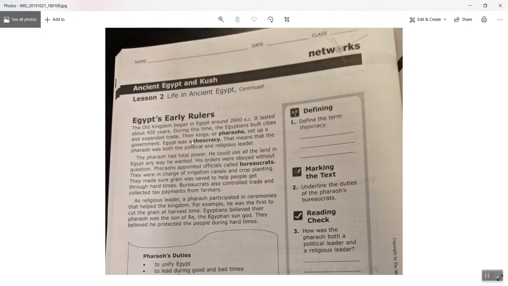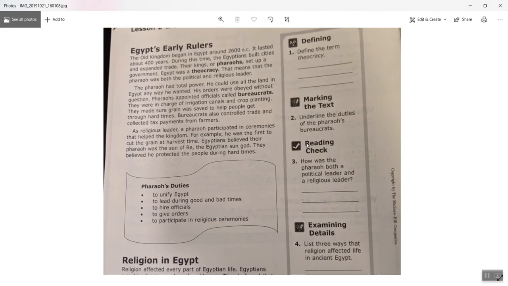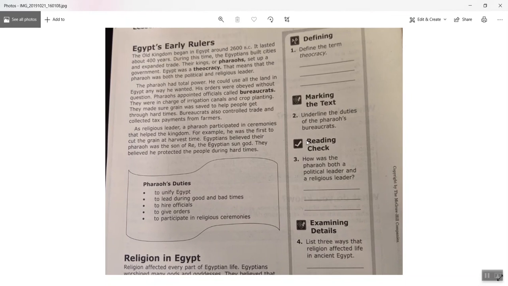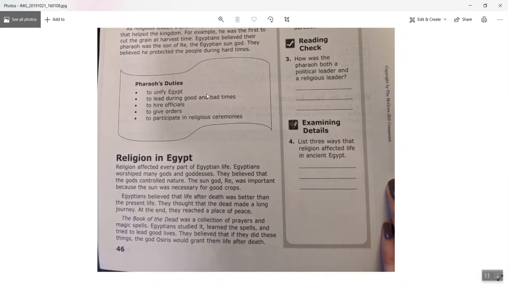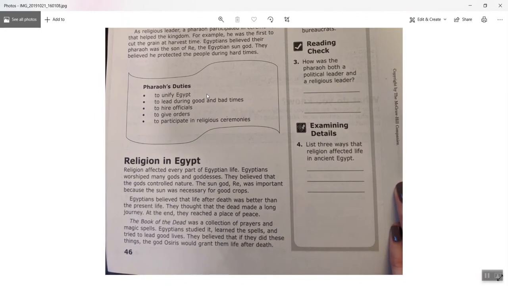So here's theocracy. It's when a ruler is both a political and religious leader. The duties of the pharaoh's bureaucrats, right in here. And then number 3, how was the pharaoh both a political leader and a religious leader? In here, okay? So the pharaoh's duties included unifying Egypt. He had to lead during good and bad times, to hire officials, to give orders, and to participate in religious ceremonies.